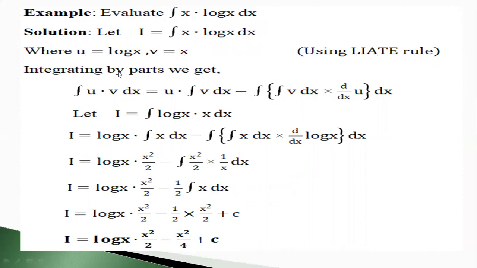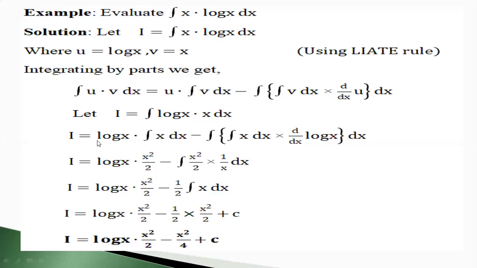Then integrating by parts, we get the formula: the integration of u into v dx is equal to u into the integration of v dx, minus the integration of, in brackets, the integration of v dx into the derivative of u with respect to x, dx. Now just substitute the values. As per the LIATE rule, the first function is log x and the second function is x.